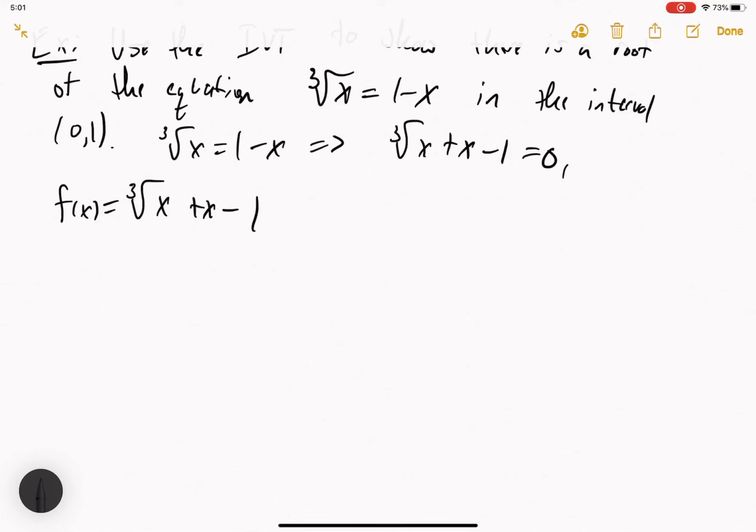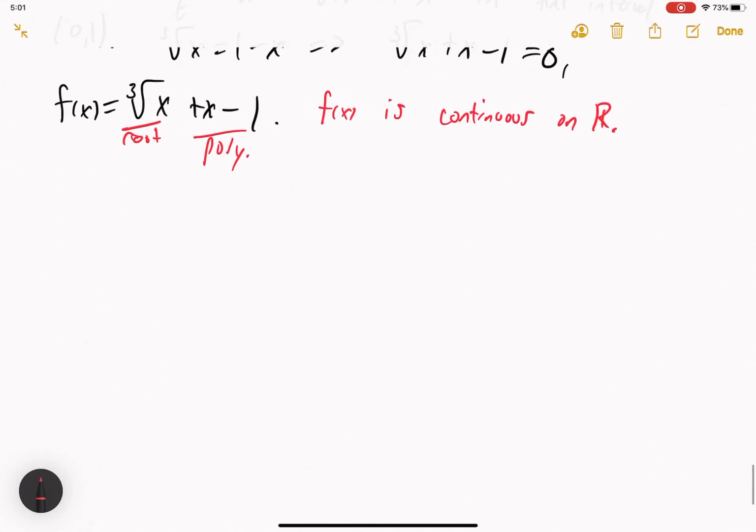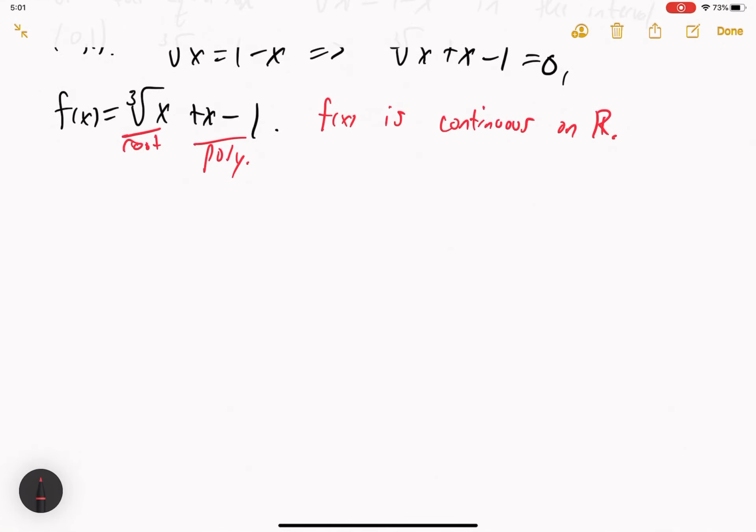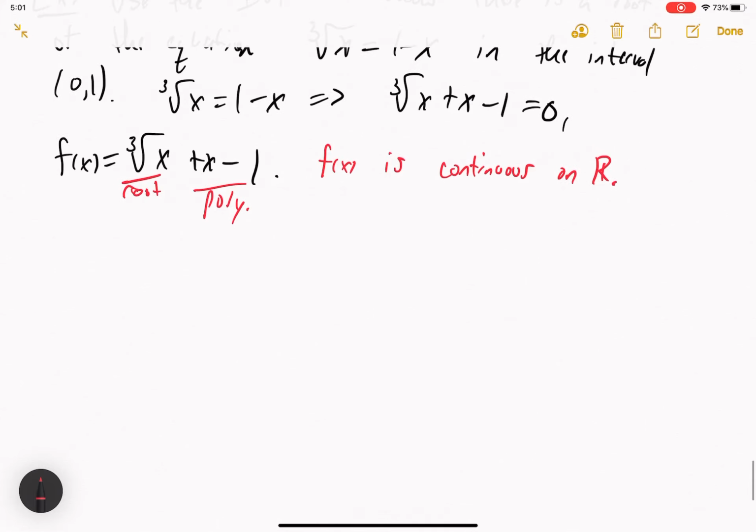All right, so you should note that f of x is a combination of a polynomial and a root function. So we have a root, and this is a polynomial, so f of x is continuous on R. All right. So because it's continuous, we can keep going now. So now let's actually try to plug in f of 0 and f of 1. Let's try to plug in the endpoints.